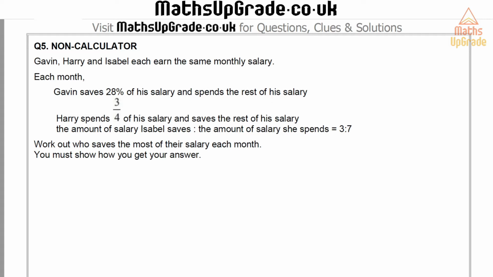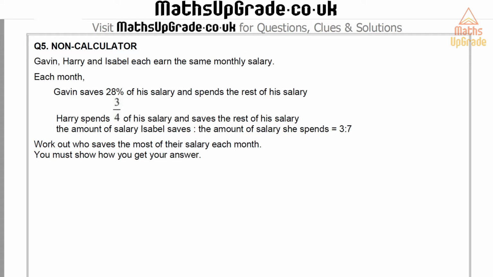Question 5 involves percentages, fractions and ratios. Gavin, Harry and Isabel each earn the same monthly salary. Each month, Gavin saves 28% of his salary and spends the rest of it. Harry spends 3/4 of his salary and saves the rest of it. The amount of salary that Isabel saves to the amount she spends is 3 to 7. Work out who saves the most of the salary and show how you get your answer.